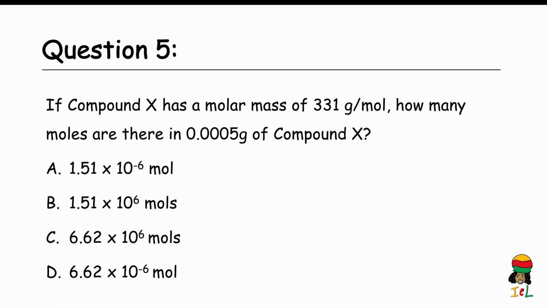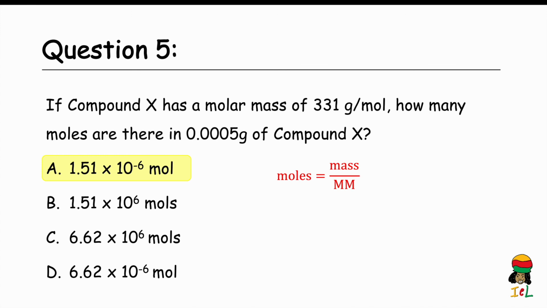Question 5. If compound X has a molar mass of 331 grams per mole, how many moles are there in 0.0005 grams of compound X? A. 1.51 times 10 to the negative 6 mole. B. 1.51 times 10 to the 6 moles. C. 6.62 times 10 to the 6 moles. D. 6.62 times 10 to the negative 6 mole. The answer is A, 1.51 times 10 to the negative 6 mole.